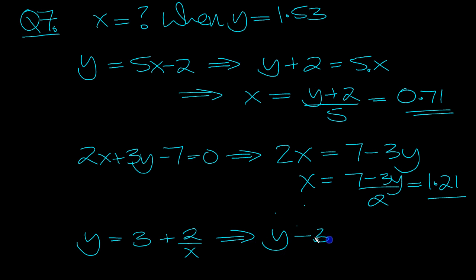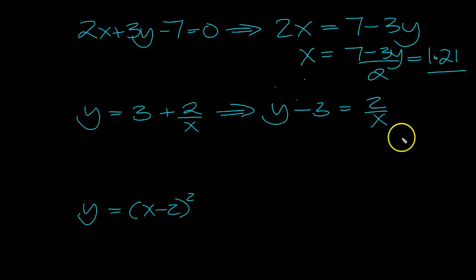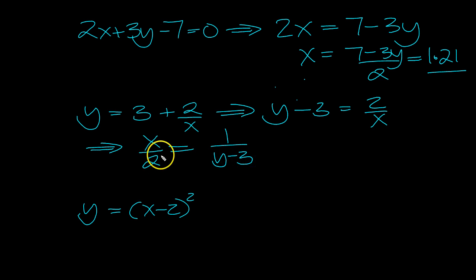Next one, rearrange for x, move the 3 over. Y minus 3 is equal to 2 over x. Let's invert both sides. So x over 2 then, upside down. When you invert that fraction, it goes like that. This goes to 1 over the y minus 3. And now move the 2 up from times to divide. 2 ones are 2 over y minus 3.